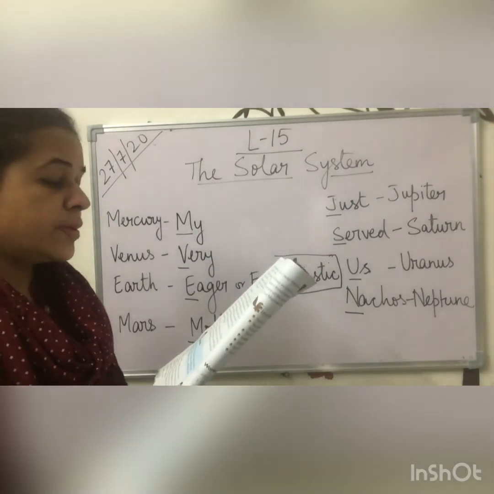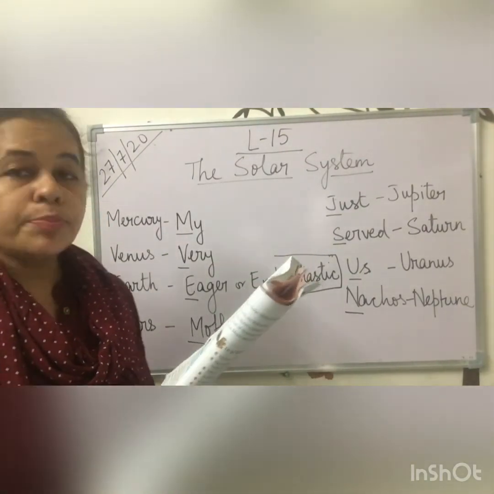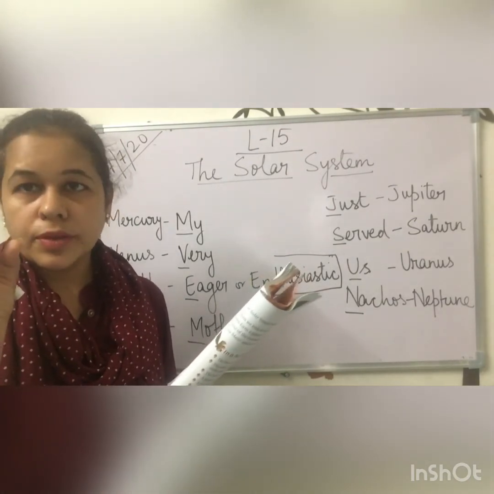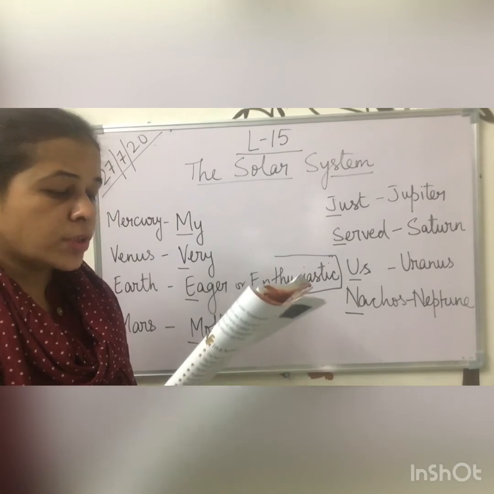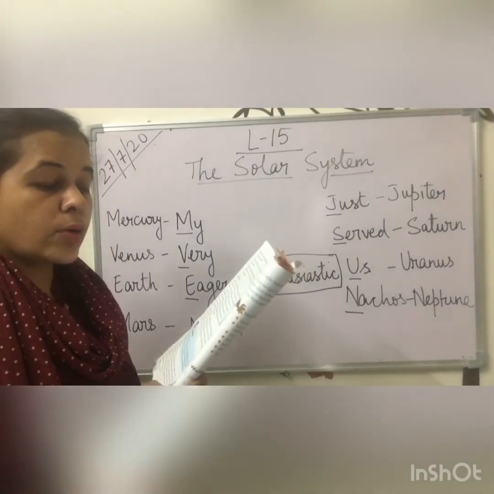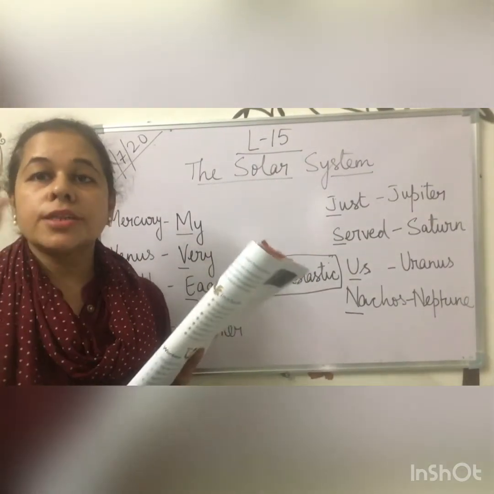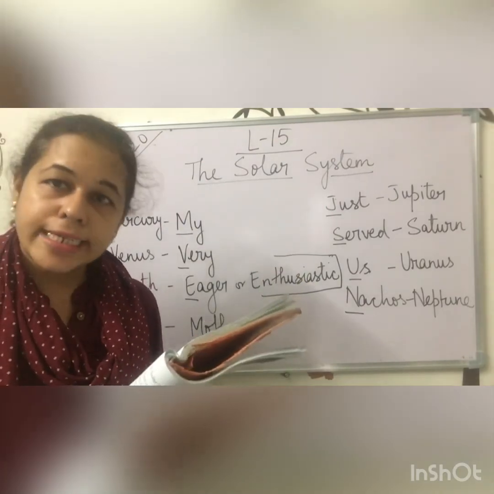Large pits may be noticed on the surface of the moon. What are pits? Small holes. But here we are talking about big holes that may be noticed on the surface of the moon. They are called craters. Means these holes on the moon are called craters.